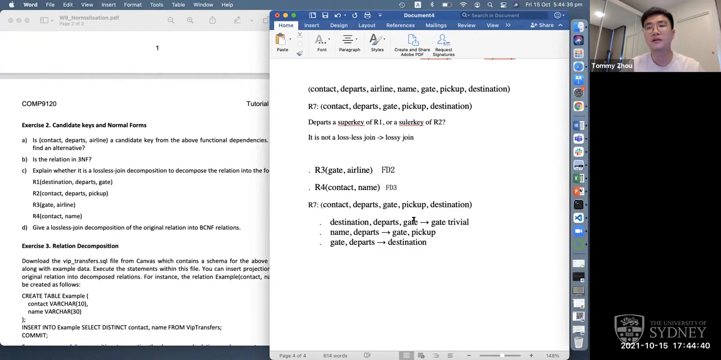Why? Because we have gate on the left-hand side and also gate on the right-hand side. From this combination, you obviously will get gate because gate is also appearing on the left-hand side. So that'll be a trivial one. We're not considering any trivial FDs, okay? So what about the next two? Which one can we use for the decomposition of R7?